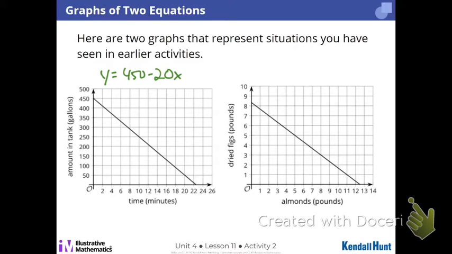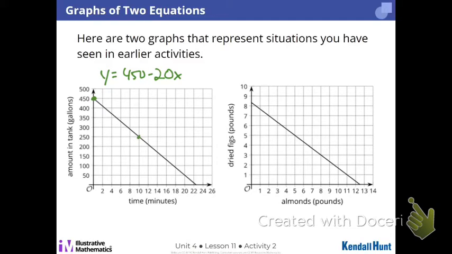Who can point out where these numbers are on the graph for me? Ivy, where can you find these numbers? 450, the y-intercept. So right there, the y-intercept, okay. What about negative 20? Isn't that the slope or something? It just goes down from there.